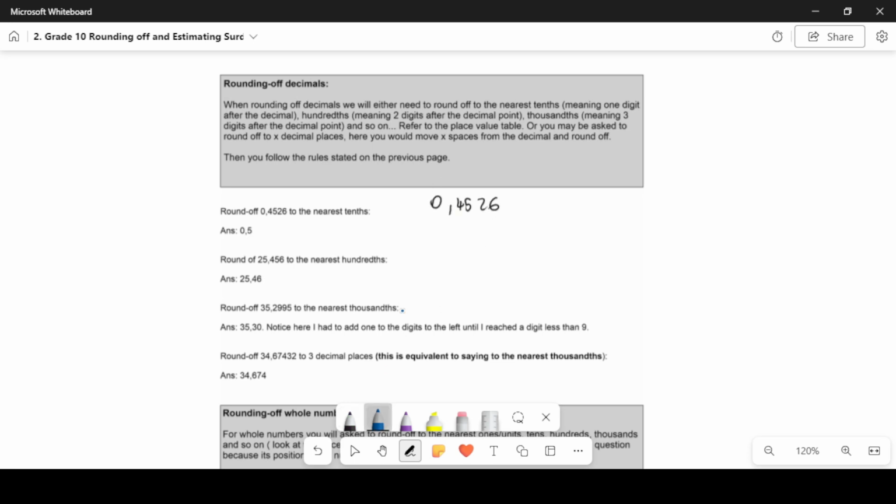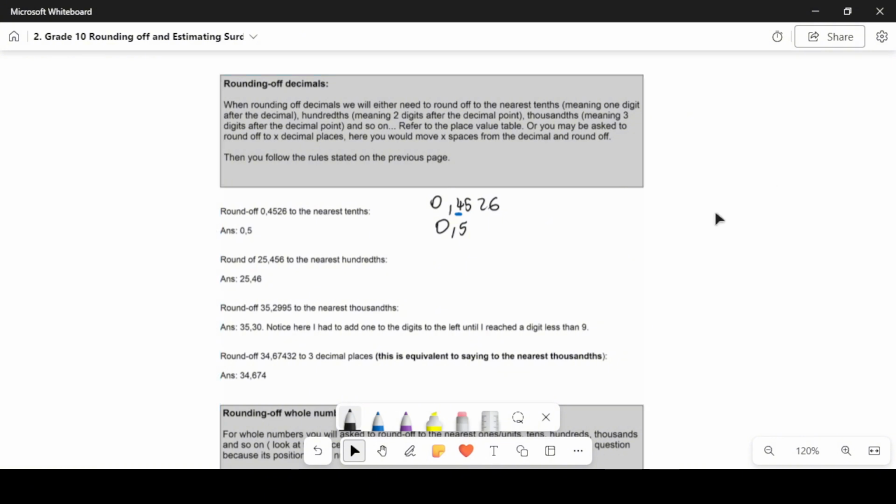To round off to the nearest tens of 0,4526, the tens is in this column here. So I look at that number. Then I look at the number to the right of it. It's 5. It's a number that is greater than or equal to 5. So therefore I must round up. What does it mean to round up? It means that you add 1 to the digit in question. So this becomes 0,5. And then you make every number or every digit after that 0. So this will be 0, 0, 0, which is effectively 0,5.